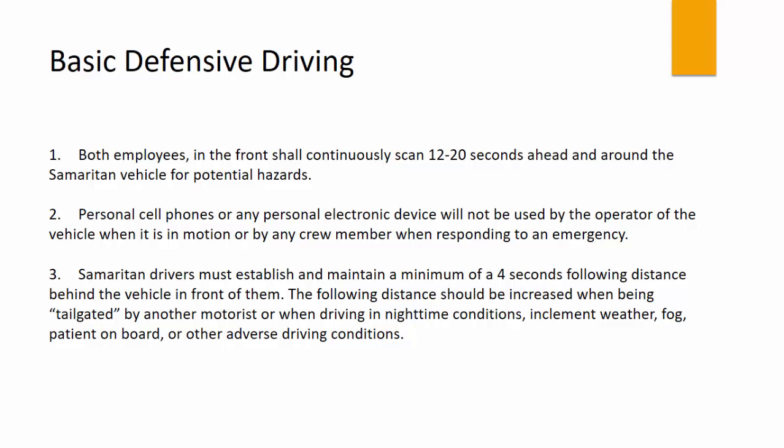Samaritan drivers must establish and maintain a minimum of 4-second following distance behind the vehicle in front of them. The following distance should be increased when being, quote, tailgated by another motorist or when driving in nighttime conditions, inclement weather, fog, or have a patient on board, or other adverse driving conditions apply.